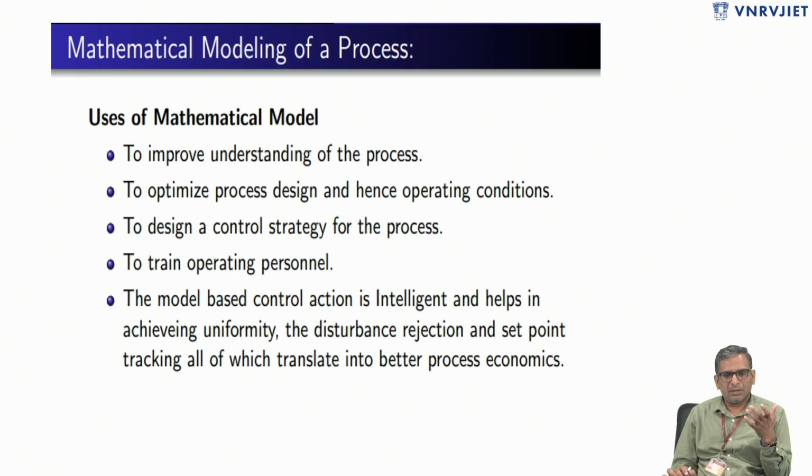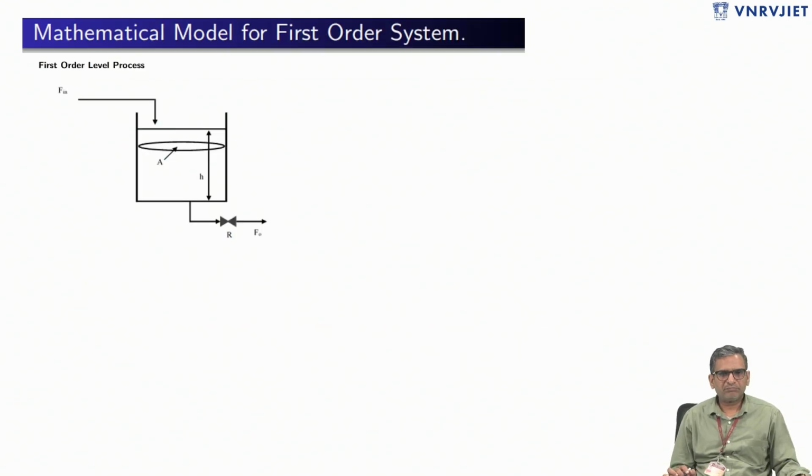We can use it to minimize the effect of disturbance over a process. Not only that, we can also do good set point tracking, so that we can maintain the output at the set point variable. So this is going to give us better process economics. Thereby we can meet one of the objectives, that is, profit.